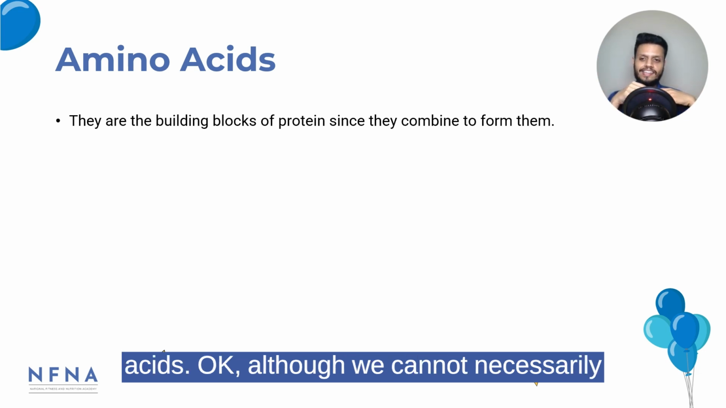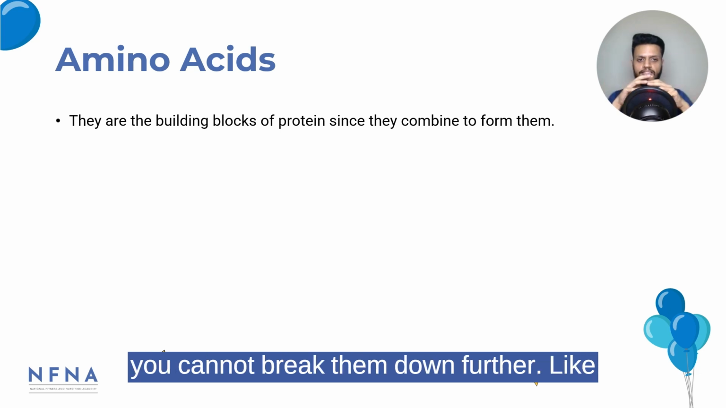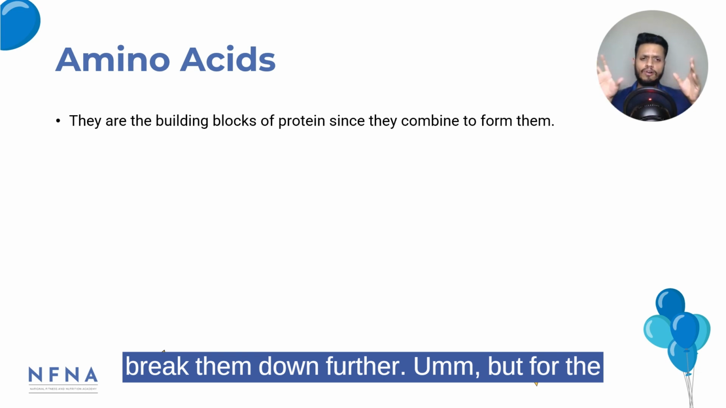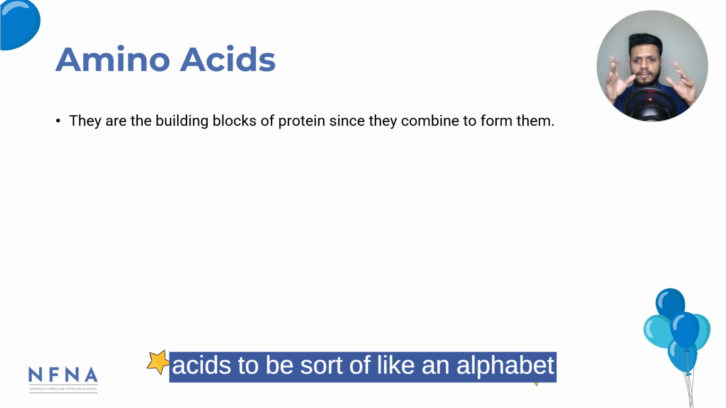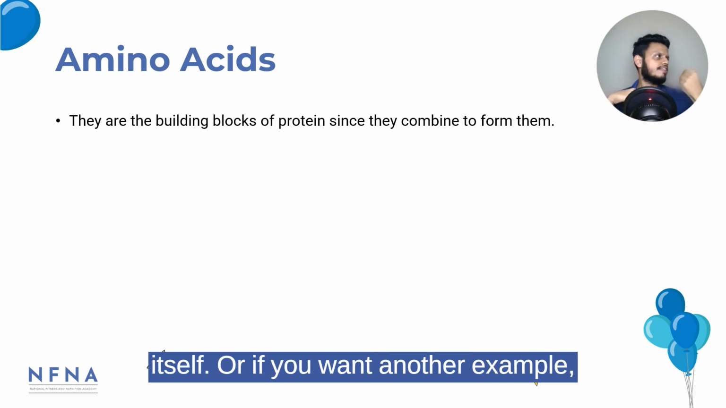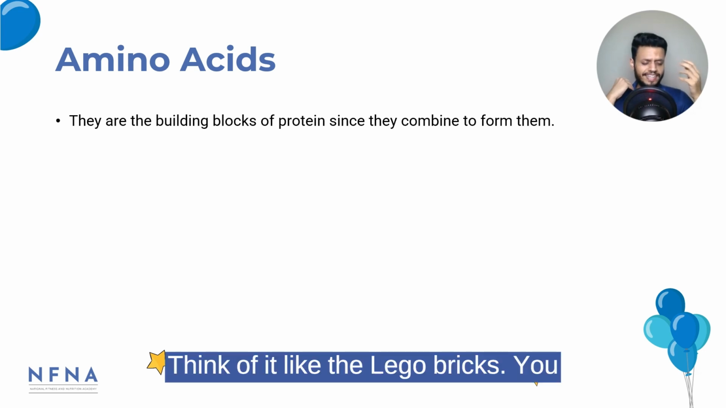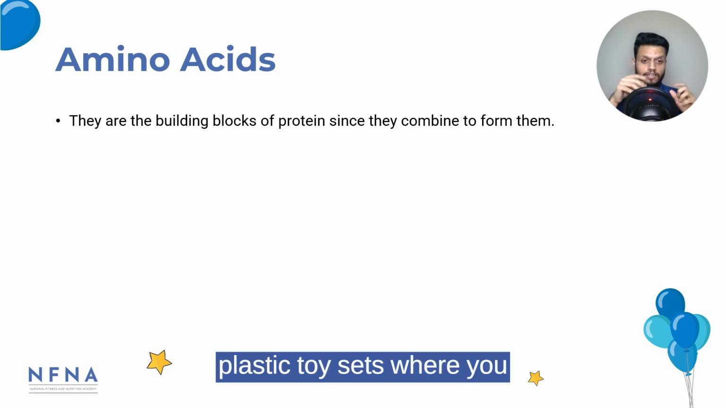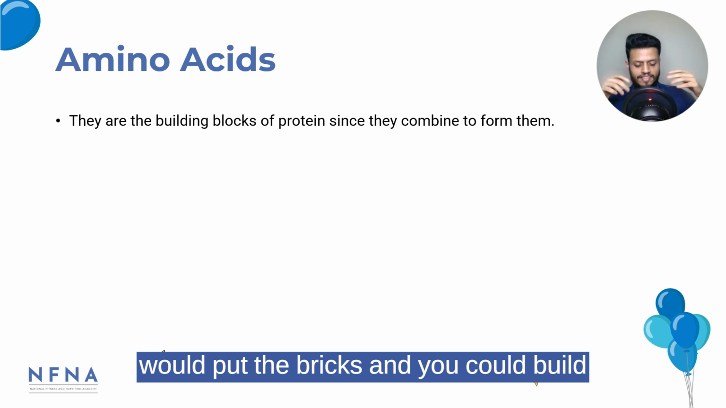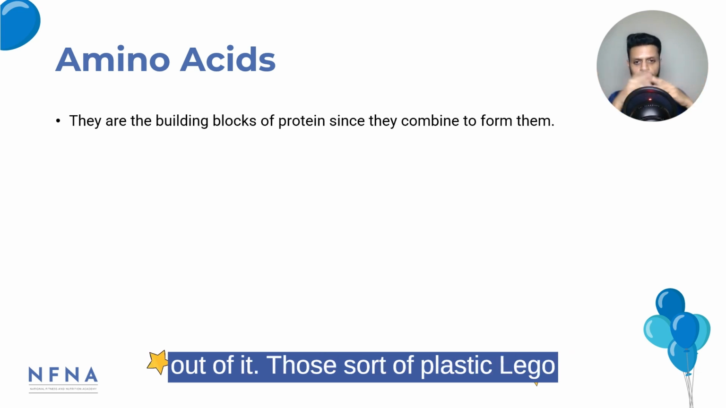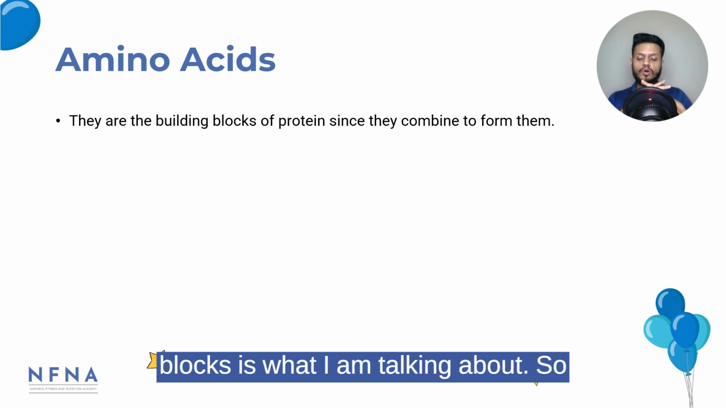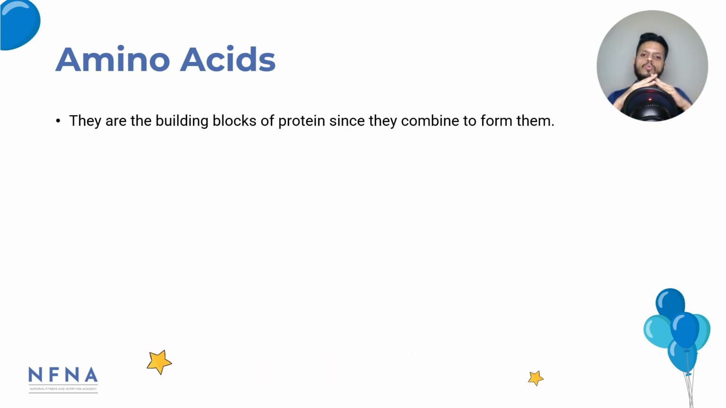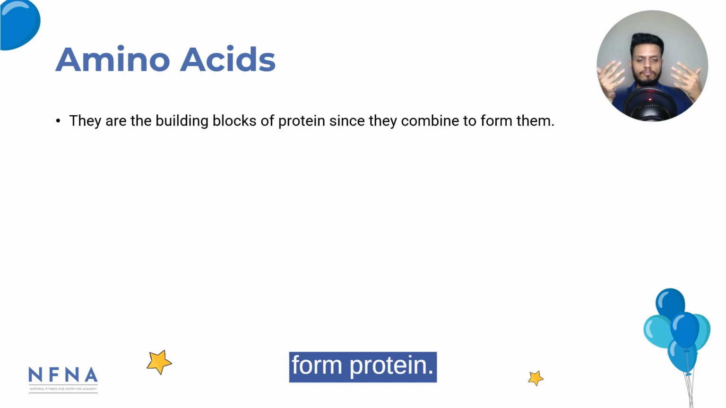Although we can't necessarily say that amino acids are the simplest, as you can't break them down further like in the case of monosaccharides, you can break them down further. But for the sake of this example, consider amino acids to be sort of like an alphabet itself. Or if you want another example, think of it like Lego bricks. In your childhood, you had those plastic toy sets where you would put the bricks and you could build a wall out of it, you could build a house out of it. Those plastic Lego blocks are what I'm talking about. So amino acids can be imagined as those Lego blocks which can combine to form protein.